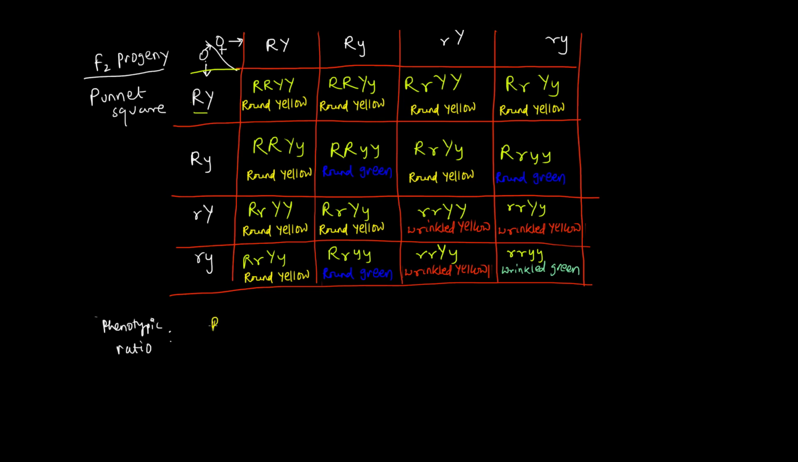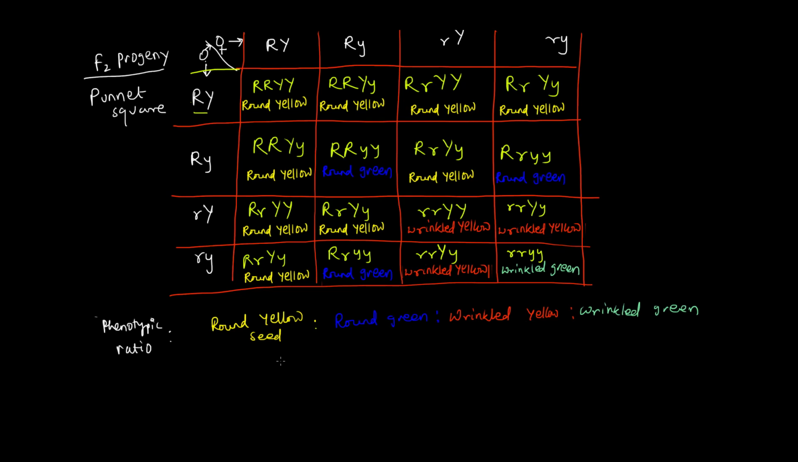One is going to be the round and yellow seed. That is one of our phenotypes. The second one is going to be the round and green phenotype. Then we are going to have another phenotype, called the wrinkled yellow phenotype, and finally we are going to have the wrinkled green phenotype. That is completely homozygous recessive.